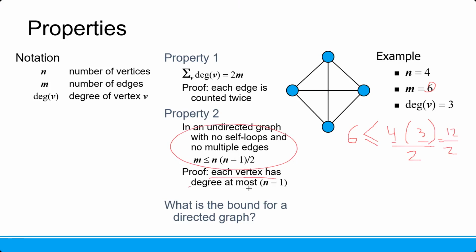Its vertex has degree at most n minus 1. So this graph has n, and it is 4. So n minus 1, it is 3. So if we have this, then we will have this property.